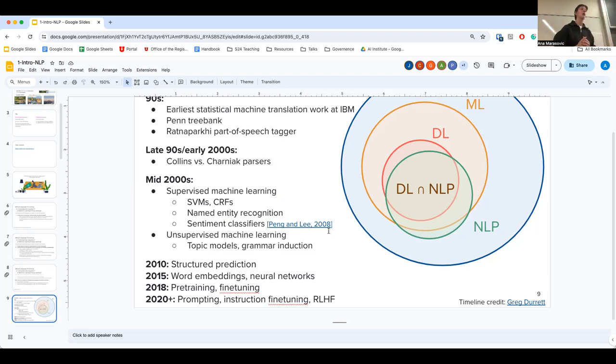He had recently won the Test of Time award, I don't know the exact term, in one of these ACL conferences as well. So it's an important piece of work. Okay. Yeah, and sometimes people will use sentiment analysis to refer to something broader than just classification. You might be interested in what exactly the sentiment is targeted to, and by whom, and so on.